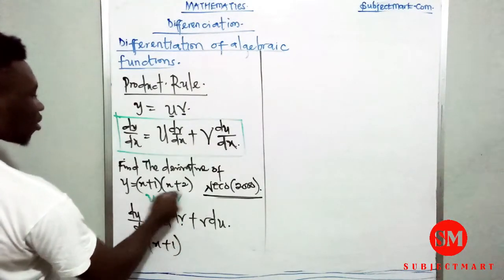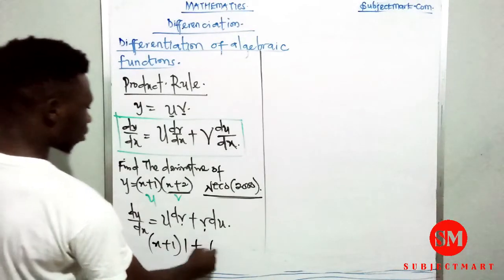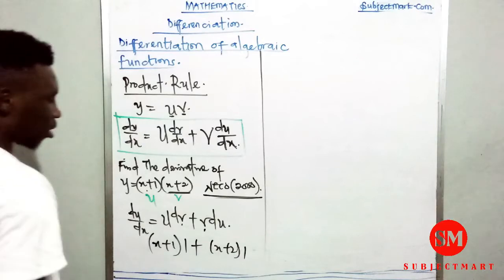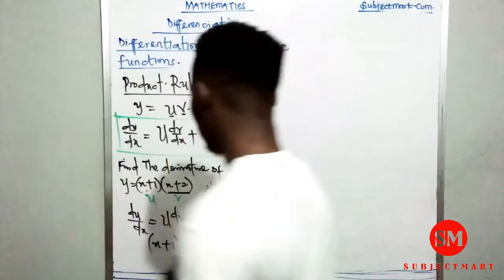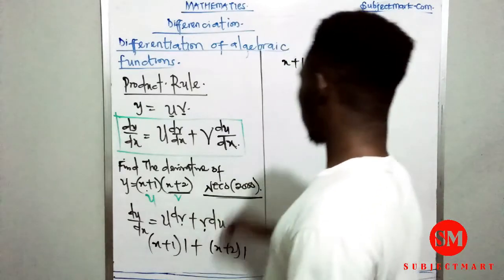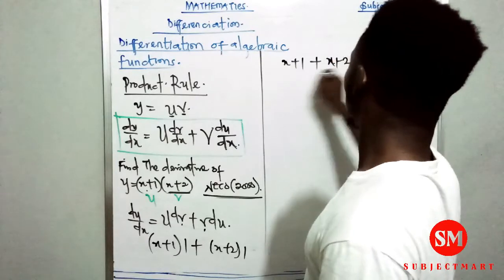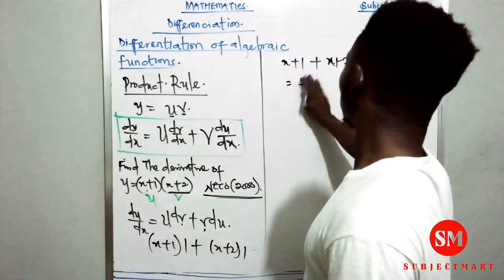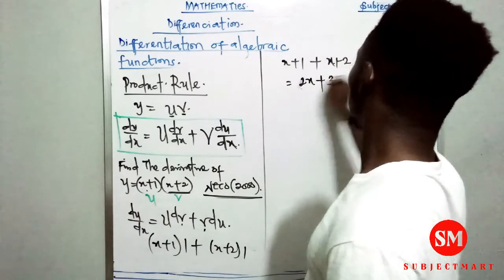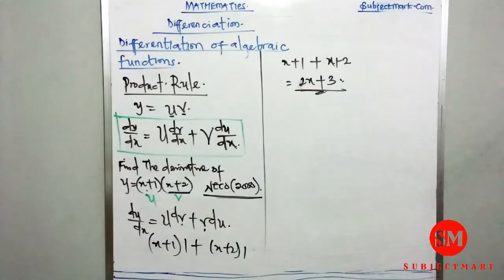The v here is x plus 2. If we differentiate this, we get 1. So, expanding this times this, that's x plus 1, plus this times this, that is x plus 2. So this is equal to 2x plus 3, and that is our final answer.